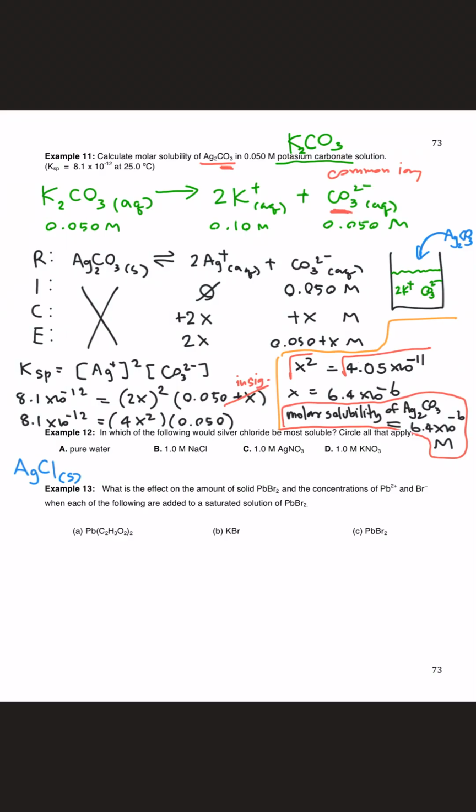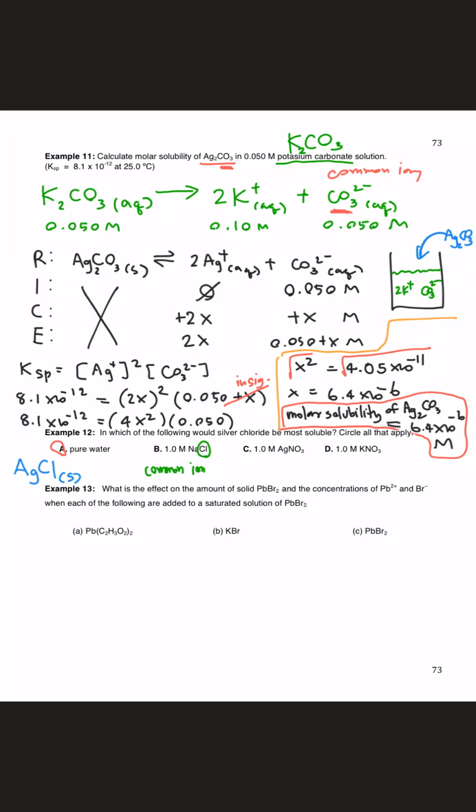So I'm going to look at choice A. Choice A says that if we dissolve this ionic compound in pure water, and again, pure water doesn't contain a common ion, then in this case, pure water would be one of the choices that silver chloride would be able to dissolve in the most. Now let's take a look at choice B. Choice B contains chloride ions, which is the common ion with silver chloride. So this chloride is the common ion, and the common ion chloride will suppress the solubility of silver chloride. So choice B is incorrect.